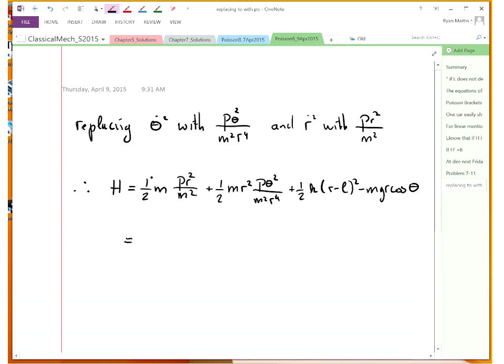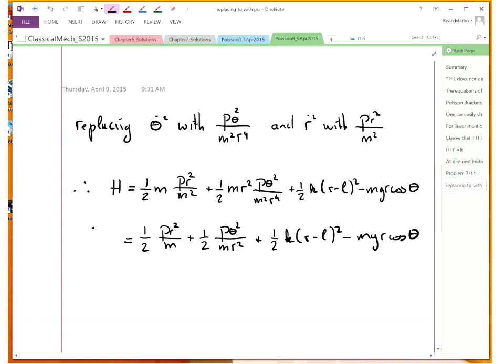Simplifies a little bit. So I have an m in the first term that I can cancel in the denominator. So I have a half PR squared over m plus a half P theta squared, cancel an m and an R squared, so I have P theta squared over m R squared, and then the last two terms are the same, a half K R minus L squared minus mgR cos theta. Okay? That's it. That's my Hamiltonian. So that's all that.